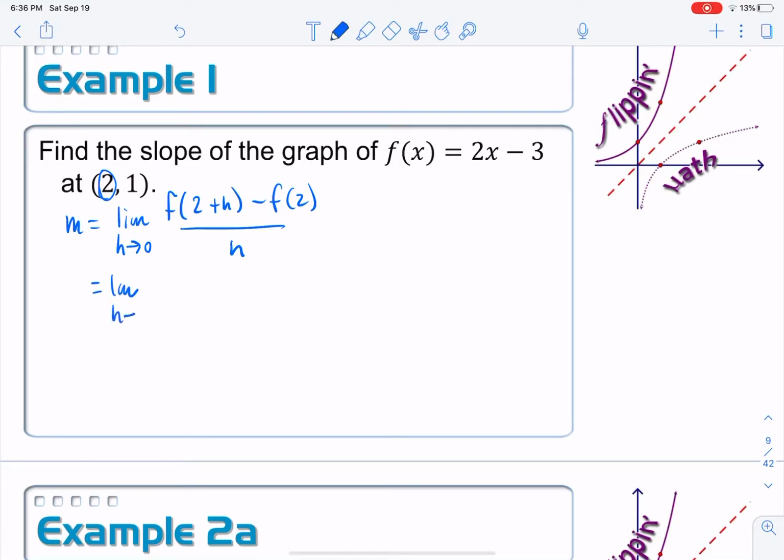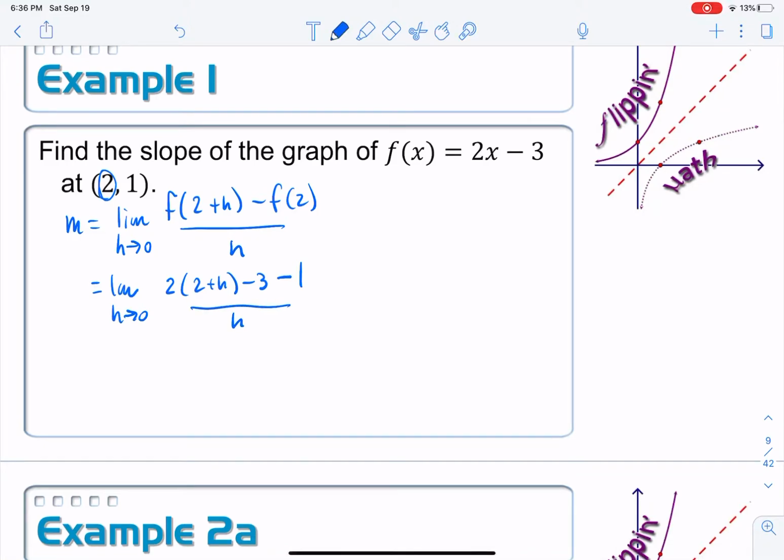Limit as h goes to 0. 2 plus h, just plug it into the function. It's going to be 2 times 2 plus h, minus 3, minus 1, right? It's right there, all over h.